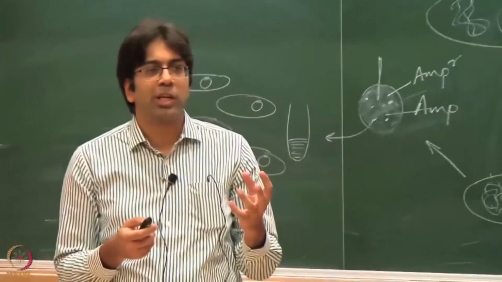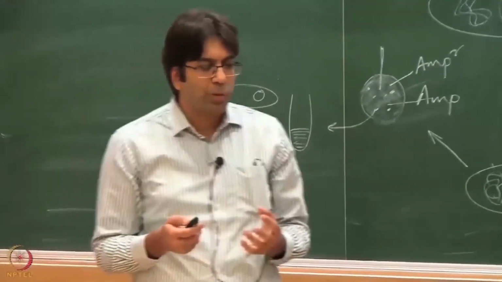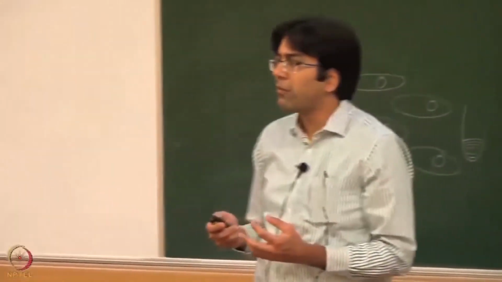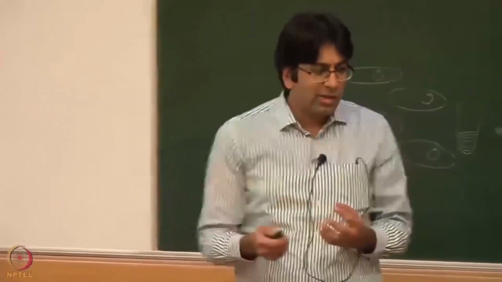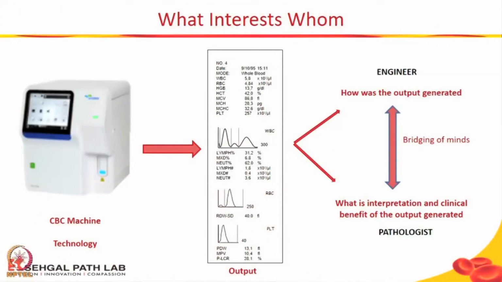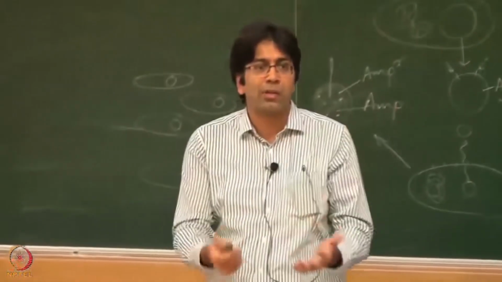So the interface which typically an engineer looks at is the interface between the machine and the output, to how the output was generated. And a doctor is typically looking at the interface from the output to the result. So I'll just show you an example of how this works. For example, this is a CBC machine. This is the technology. And this is the output, which is a strip coming out from a CBC machine, which tells you your hemoglobin, WBC and platelet count. And the engineer wants to know how is the output generated, how can I better it, what was used to generate this output. And I as a doctor typically want to know what is the interpretation of this output, how can I use it for the patient.